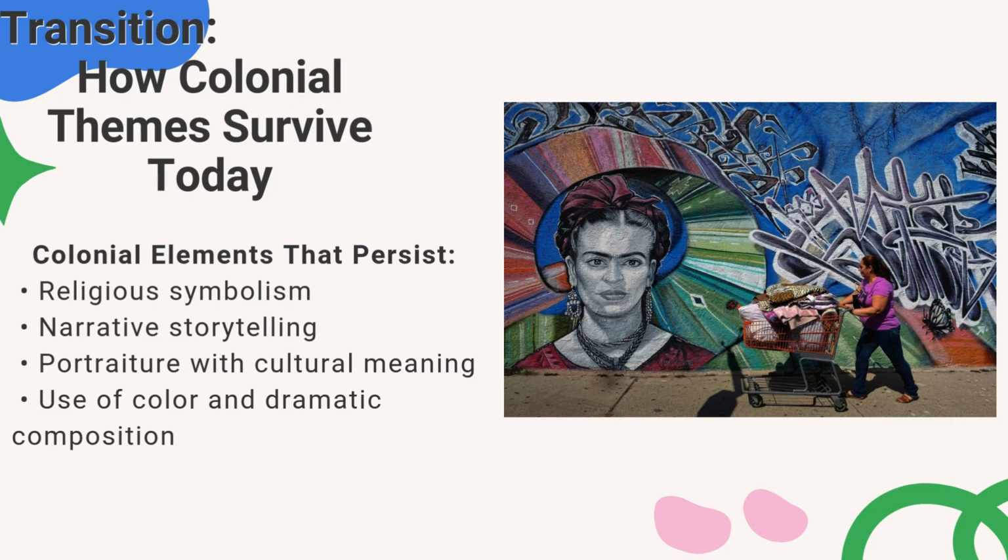Despite the dramatic shifts in political, social, and artistic contexts, many elements of colonial imagery persist in modern public art. Religious symbolism, narrative portraiture, and visually rich compositions continue to resonate with Mexican and Chicanx communities. Rather than existing within the private space of a church or colonial household, these images now occupy the public walls of Los Angeles. Murals reclaim these symbols, allowing artists to reinterpret them through the lens of heritage, activism, and cultural memory.